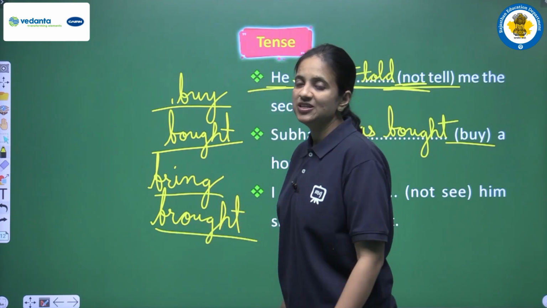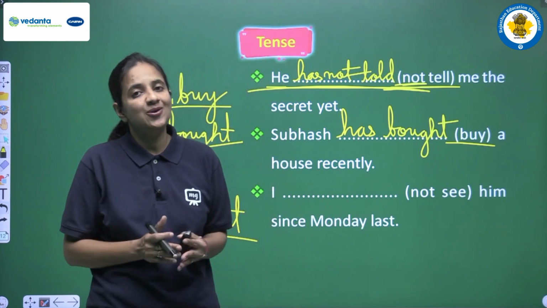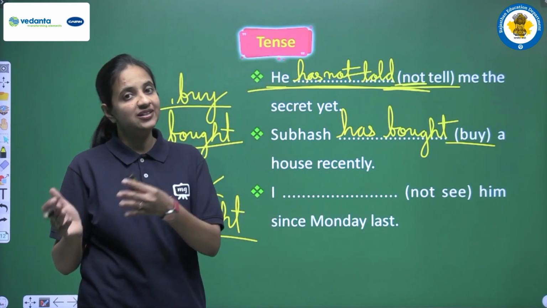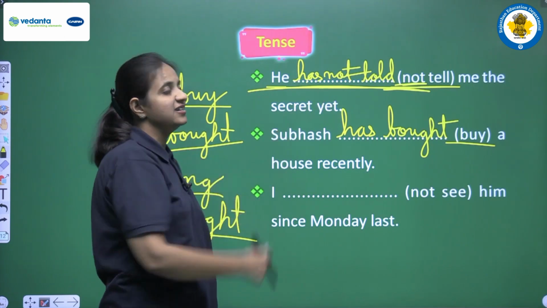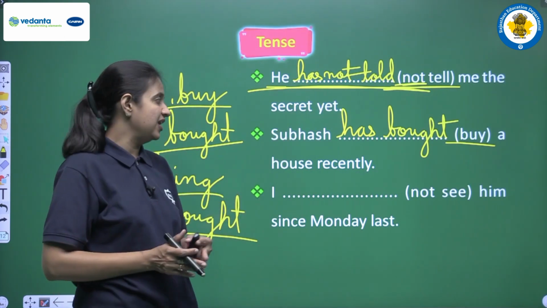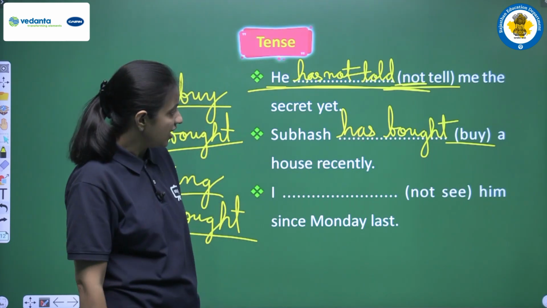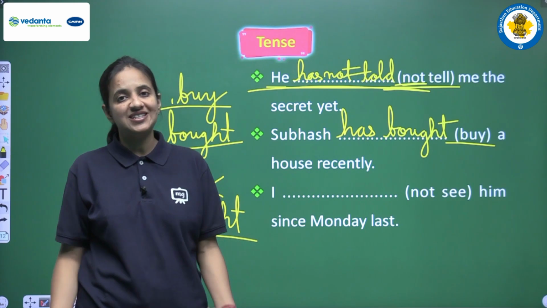Okay, so ये सब चीज़ें आपको learn करनी है. Then only, according to the main verb, you have to convert the main verb into the third form. Okay, so right now in this sentence we are having buy. So the third form of buy is bought. So we have written bought here, and our sentence is, Subhash has bought a house recently.